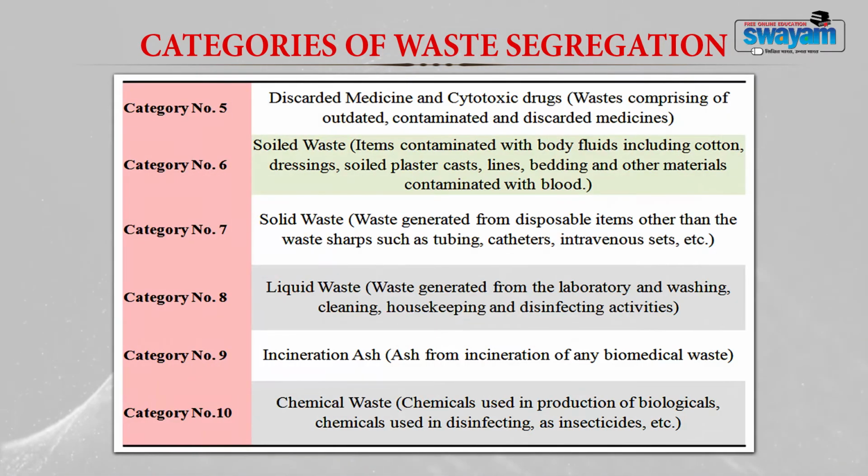Now, category 6 talks about your soiled waste. Soiled waste is like cotton, bed sheets or bedspreads, linings, bedding material contaminated with blood, or soiled plaster; all these things come under category 6. Now, category 7 includes the solid waste generated from disposable items other than waste sharps, like catheters, intravenous sets, and tubings which you generally use.